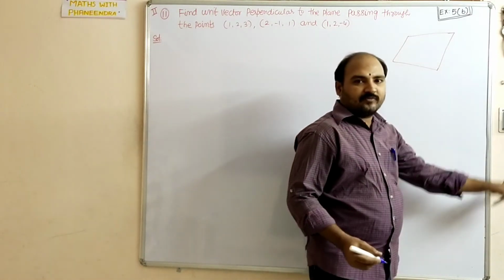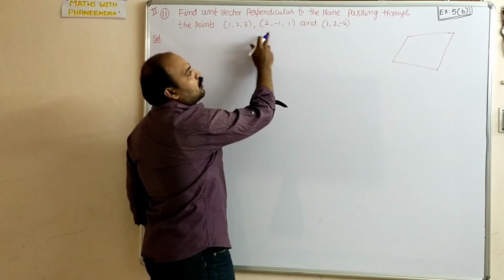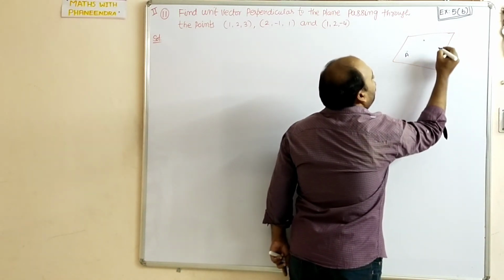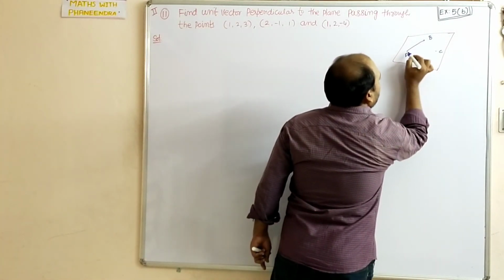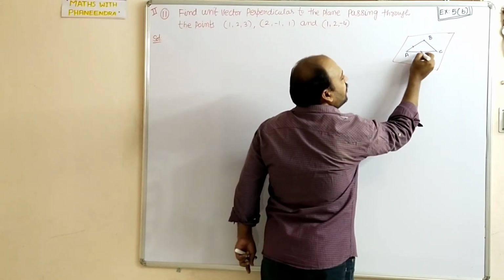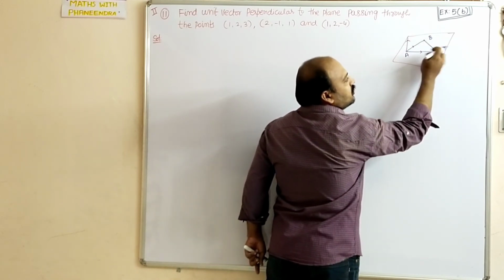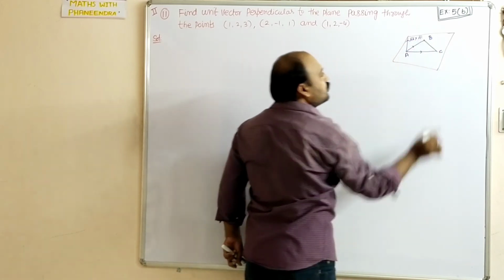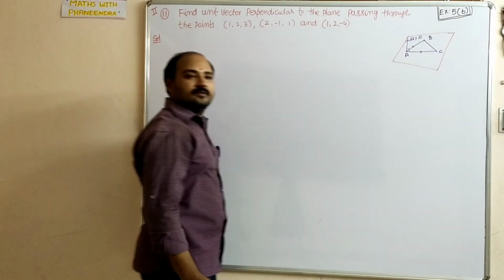This is the plane. It is passing through which points? Suppose the given points are A, B, C. Here some point A is there, here some point B is there, here some point C is there. This plane is passing through these 3 points. First we have to find AB and AC. The vector AB bar cross AC bar is perpendicular to the plane passing through these 3 points. You remember, dear students? This is exactly perpendicular to these 2 vectors.